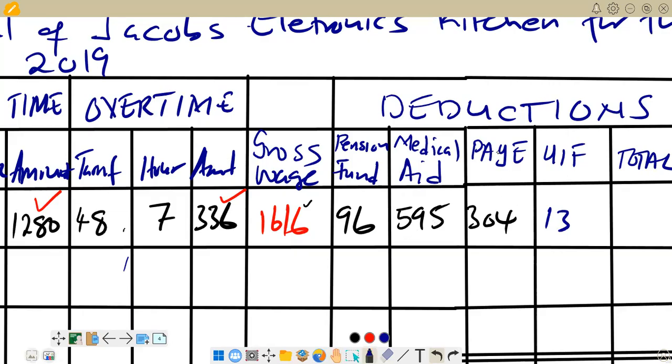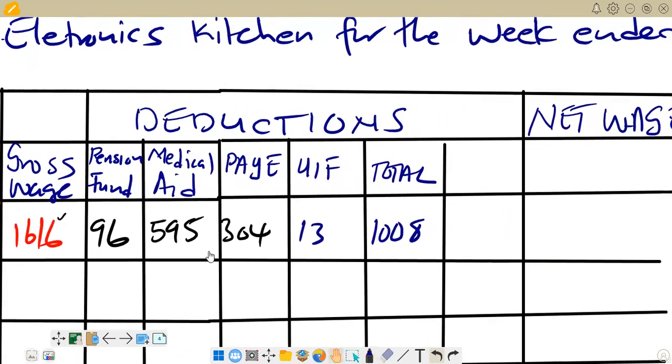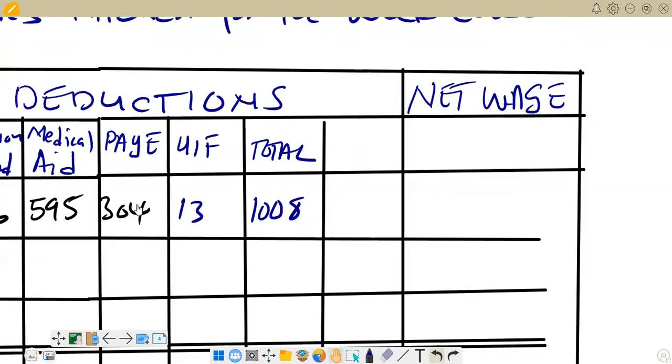Now the total for deductions, we are adding from pension fund to UIF: 96 plus 795 plus 304 plus 13. Then the answer that you are supposed to get there is 1,008. So this is what we have. And then we now have the last part, which is the net wage.